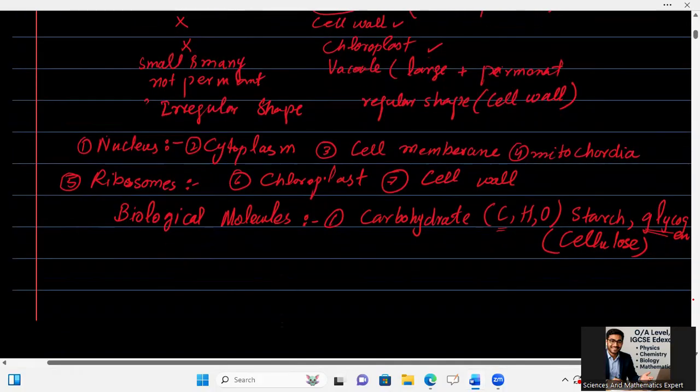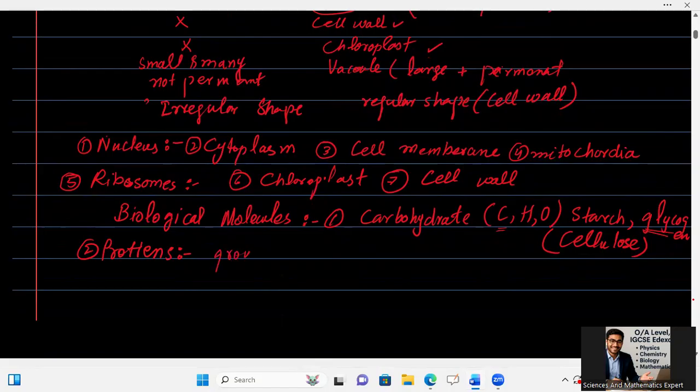Then the second class is proteins, which are made up of amino acids. There are basically 20 types of amino acids, of which 10 are essential and 10 are non-essential. Non-essential amino acids are those which we don't need in the form of food. Our body synthesizes them by itself. Proteins are used for growth.